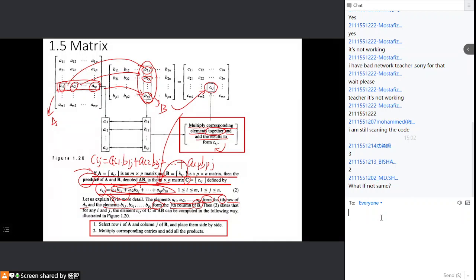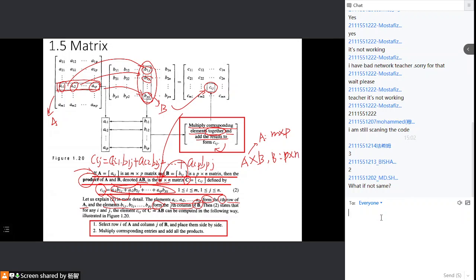And if A can multiply B, the shape of A is m by p, and the shape of B is p by n.